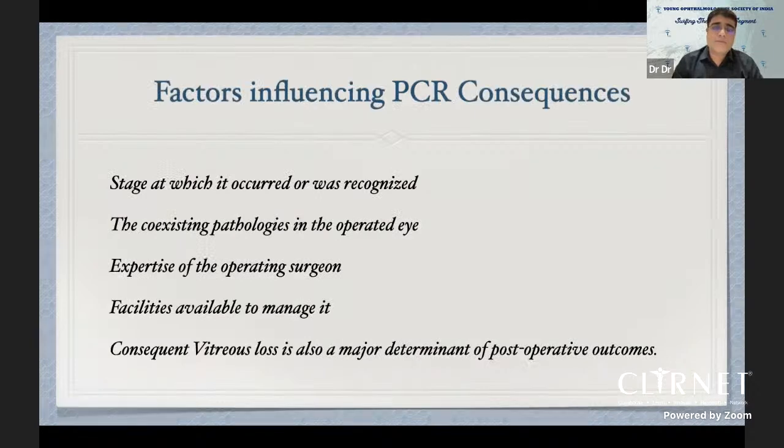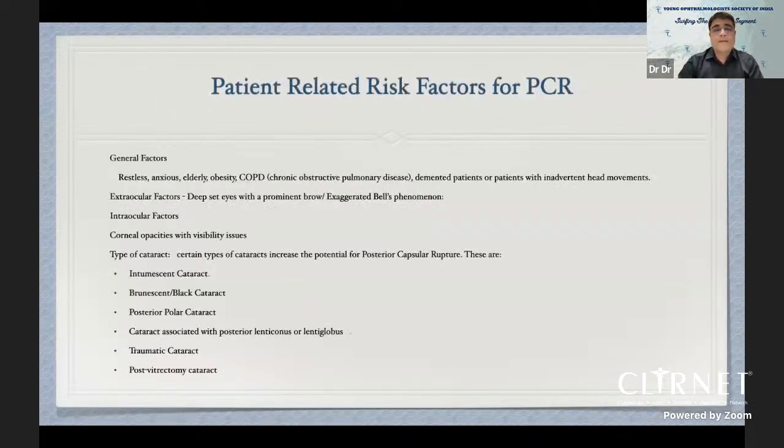Let's look at some of the factors which influence PCR consequences. Firstly, the stage of the phaco at which it occurred or at which we recognize this PCR. The coexisting pathologies in the eye. It depends on the expertise of the operating surgeon, whether he's a skilled experienced surgeon or a novice surgeon, and the facilities available with the surgeon to manage the case. Consequent vitreous loss is a major determinant of post-operative outcomes. There are also some patient-related risk factors for PCR, like some general factors.